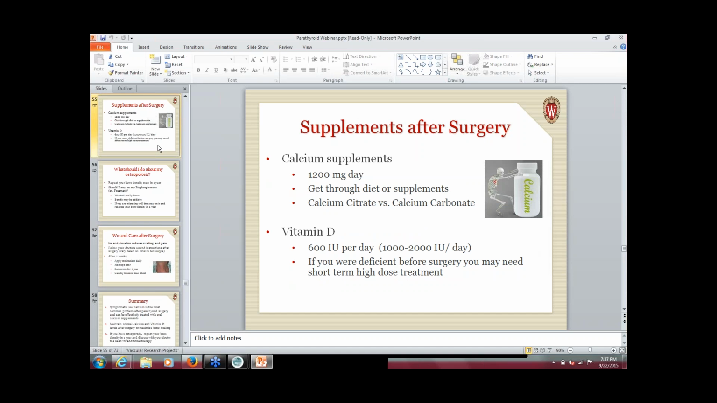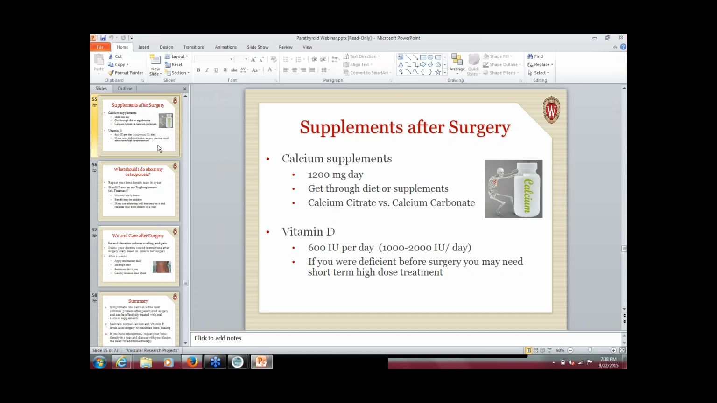If you get it in your diet and you have a really healthy diet, maybe you get an adequate amount of calcium, that's great. But if you don't, then we do recommend getting some supplements in order to reach the daily recommended allowance, which is about 1,200 milligrams of calcium. You can get that through a couple different forms, either through your diet or through supplements. And the two major types of supplements that people have are calcium citrate and calcium carbonate.